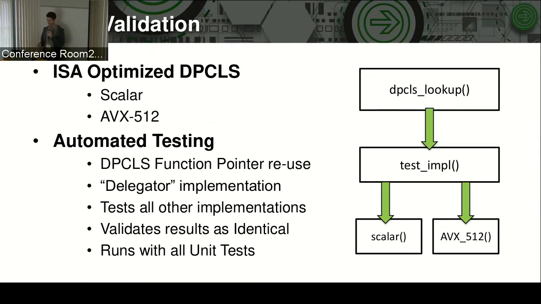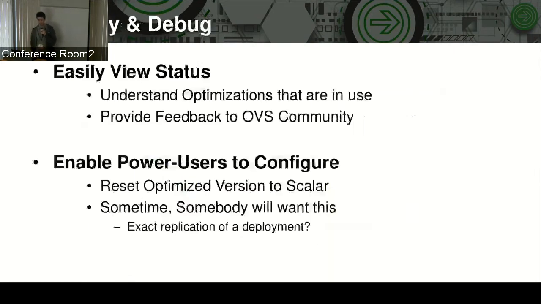Cool. Moving on. We've talked a little about test and validation, but equally important is being able to use and understand this, and to debug it if something seems to be going wrong in the field. You want control over these various features. Easily being able to view the status of whether this optimization is currently in use or not is one of the prime candidates. You want to know which implementation of the DPCLS is being used in production. Are we running the scalar code path? Are we running an optimized version of the code?